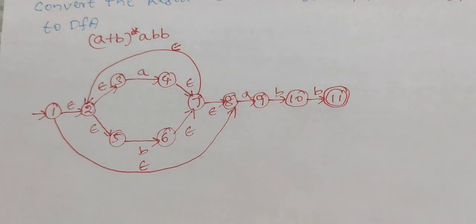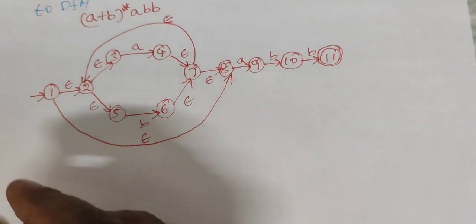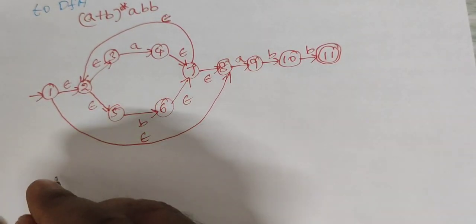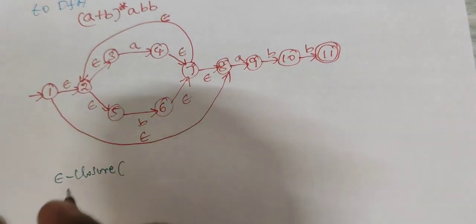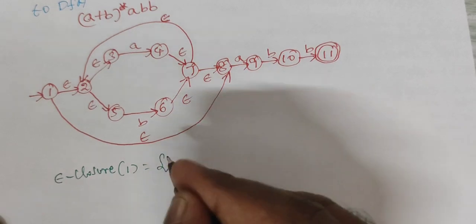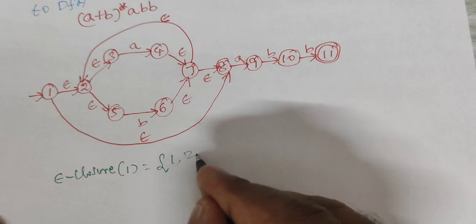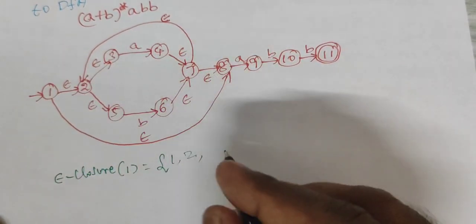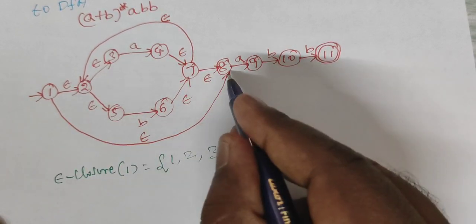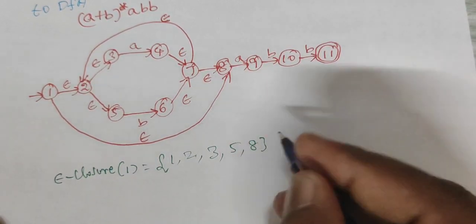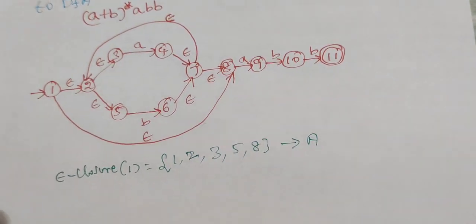Now the first step is to find the epsilon closure for the initial state. So what is the epsilon closure for the initial state? The initial state is 1 here, so we take the epsilon closure of 1. Epsilon closure of 1 is 1, then it goes to 2, then it goes to 3, then it goes to 5, and finally it goes to 8. So we will write 8. Now we will name this set as set A.